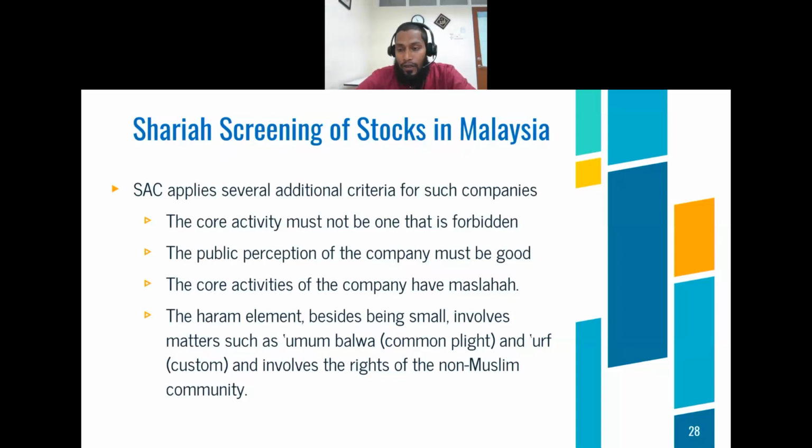And the haram element or non-halal income is due to something darura, or common plight, the umum balwa, because of the business, the uruf fasid, the bad custom that is running in the business. Because of that necessity, and also considering the rights of the non-Muslim community, if the company has these criteria, they will follow to the next step.